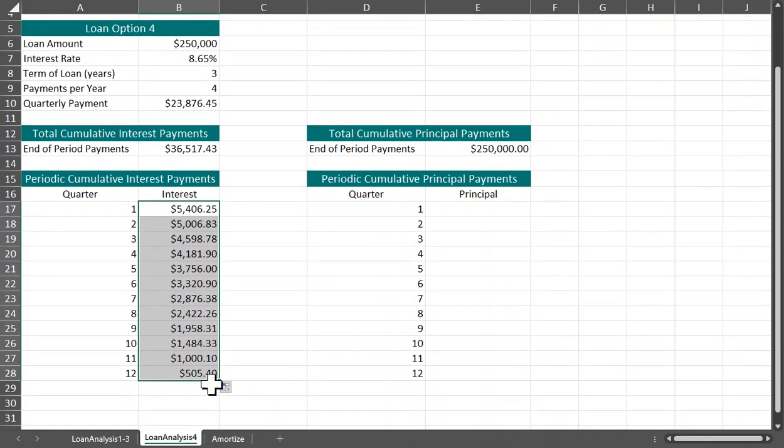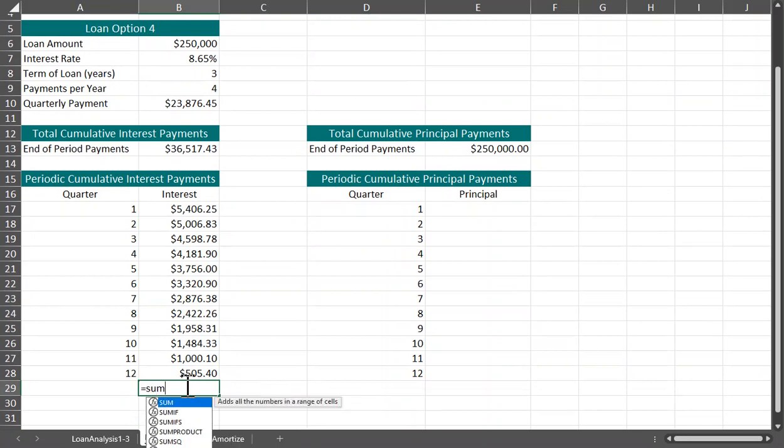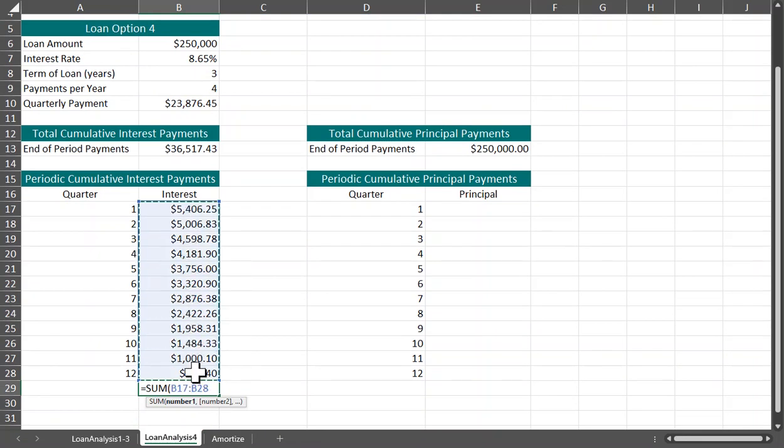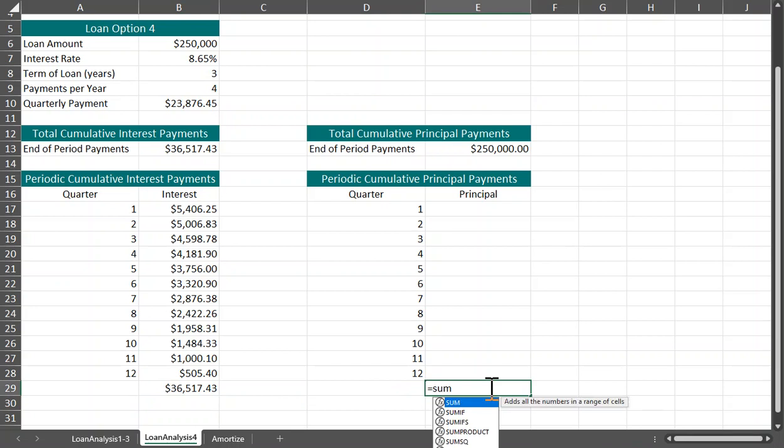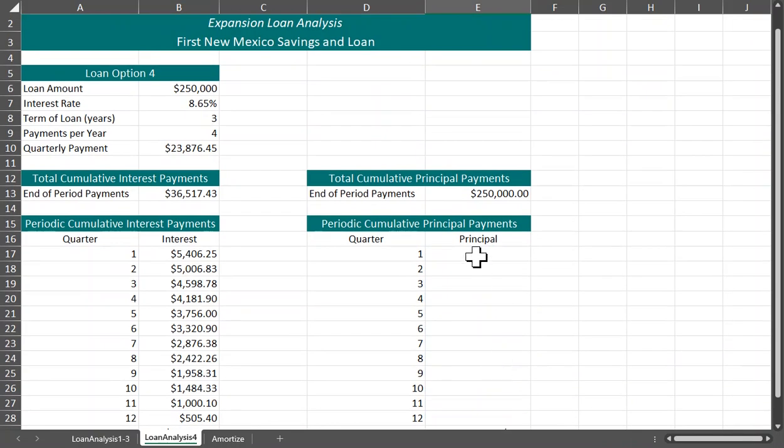Now it wasn't required, but if I type in equals sum, I have my toolbar hidden, so I'll just do it the old-fashioned way and do it by the function. And we'll hit enter. And you'll see that those are the same. They should be the same. If they weren't the same, then there's something wrong here. Same thing over here. I'll just put that in while I'm here. And right now it's 0 because I haven't put anything through.